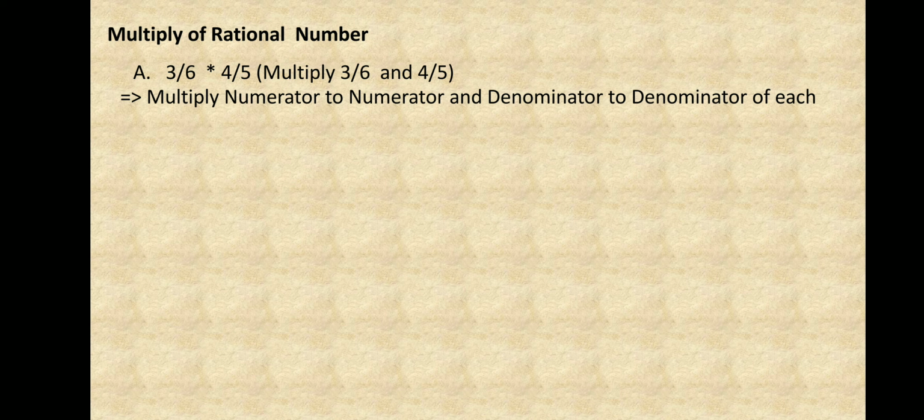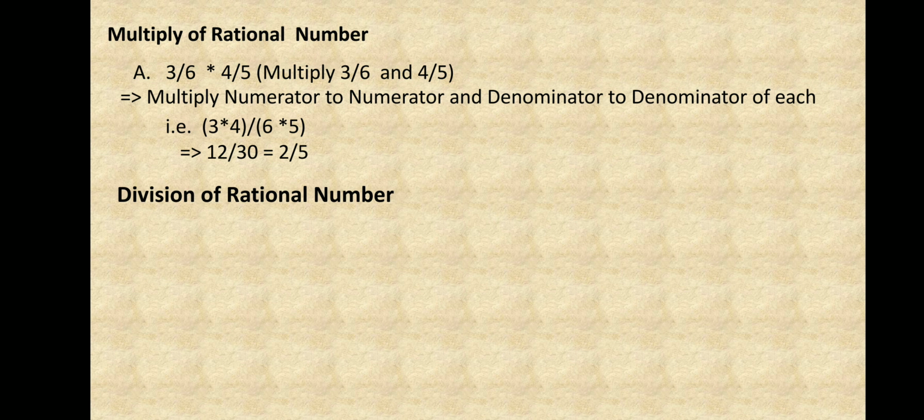So what are the numerators over here? 3 and 4. And what are the denominators? 6 and 5. Right? So what should you do? You have to multiply 3 into 4 and 6 into 5. So what's your answer? 12 by 30, and when you simplify it, you get 2 by 5. So now what's your answer? It's 2 by 5. That is the answer to your question.